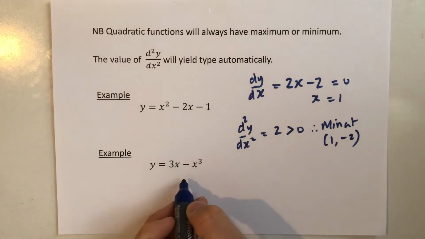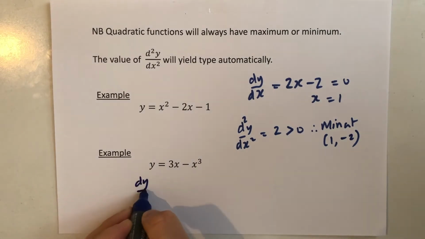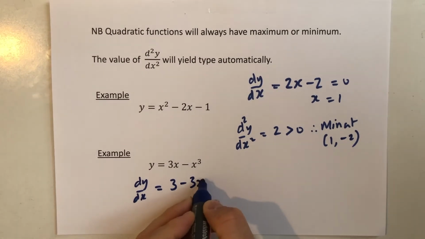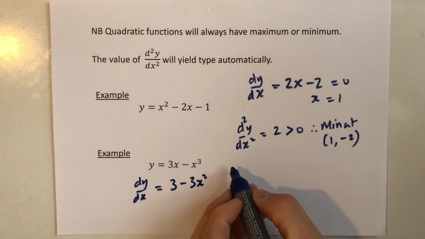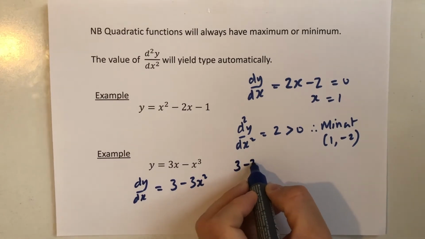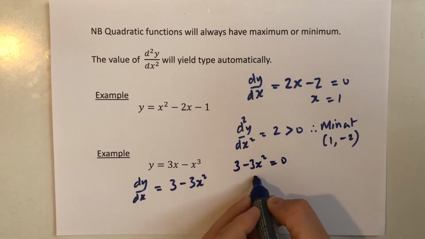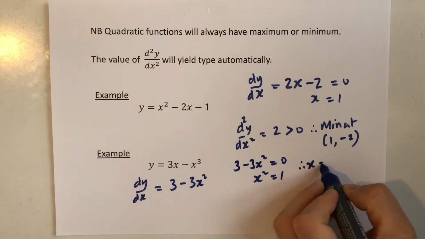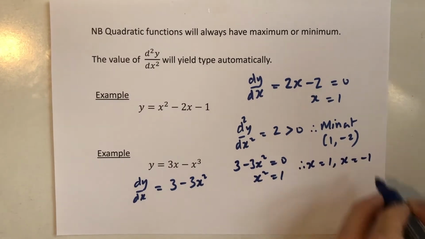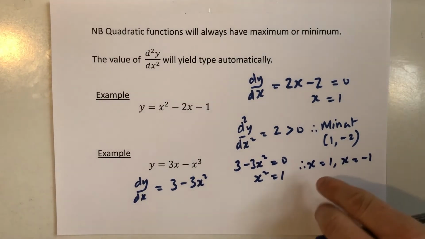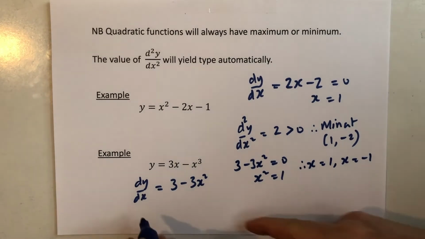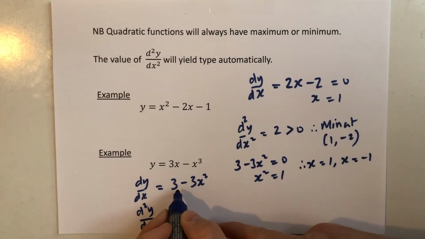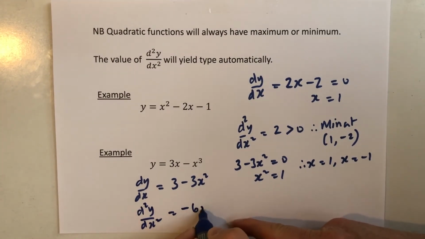So differentiating that, we have that dy by dx is equal to 3 take 3x squared. If I put that equal to 0, then 3 take 3x squared equal to nothing means that x squared will equal 1. So therefore x can be 1, but also x could be minus 1. So we have two stationary points. Well, if I differentiate again, that goes to nothing. Differentiation of that is minus 6x.